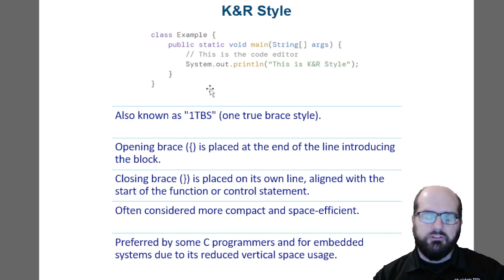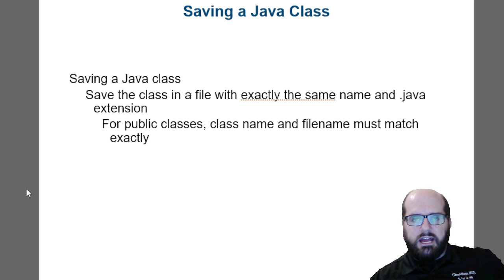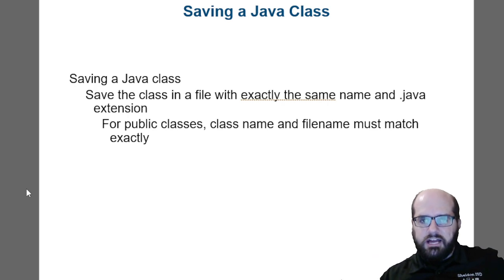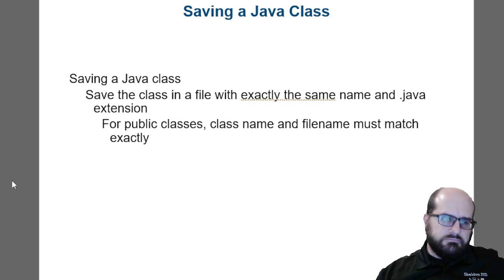And so these are some styling things that you might consider. I would recommend you use Allman. It's what we use in the text. It's what I'm going to model in the class. Ultimately, if you submit code using K&R, I will not complain. When you save a Java class, you must save the class in a file, and I know I said this multiple times, with exactly the same name, same capitalization, and .java extension. For public classes, the class name and file name must match exactly.